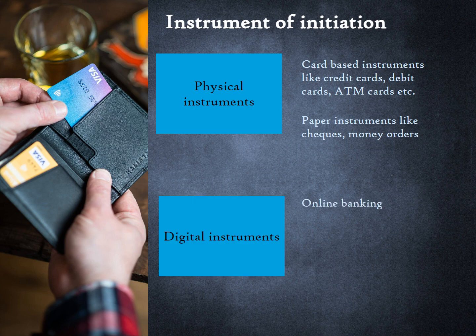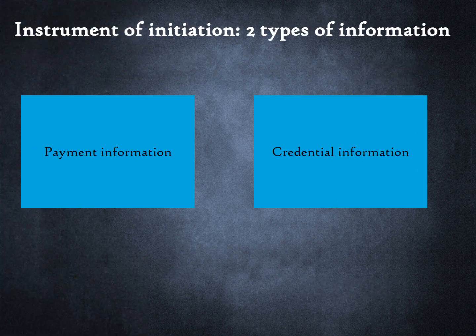Examples include online banking and direct debits. Another example is bank account-based payments at e-commerce checkout without the use of debit cards. An example of this is the Unified Payment Interface or UPI in India. The instrument of initiation allows the payer to communicate 2 types of information to the paying bank. These are payment information and credentials information. Next, we will look at each one.